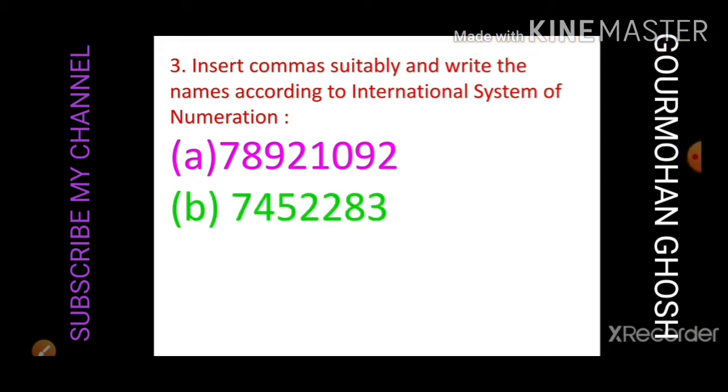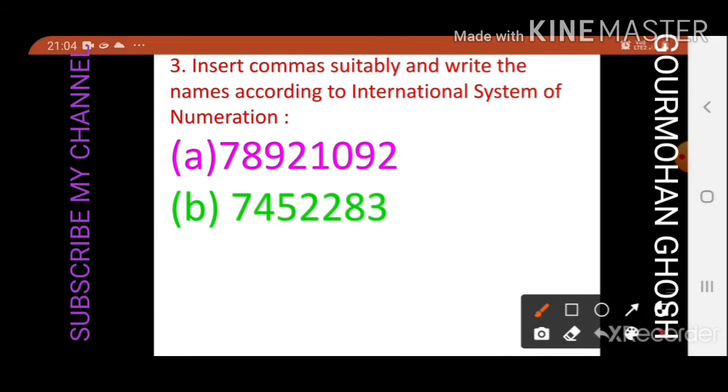The next number, the same way, you use the comma, 3 digits from right to left, then 3 digits. So this is very simple. What is the number? That number is 7,452,283.